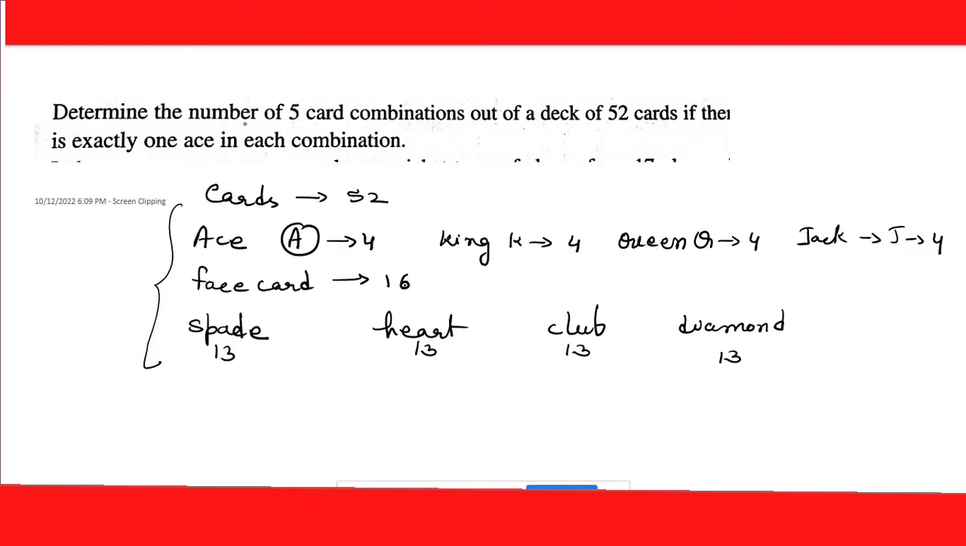Now, determine the number of 5-card combinations out of a deck of 52 cards. That means we have a total of 52 cards and we have to take out 5 cards.